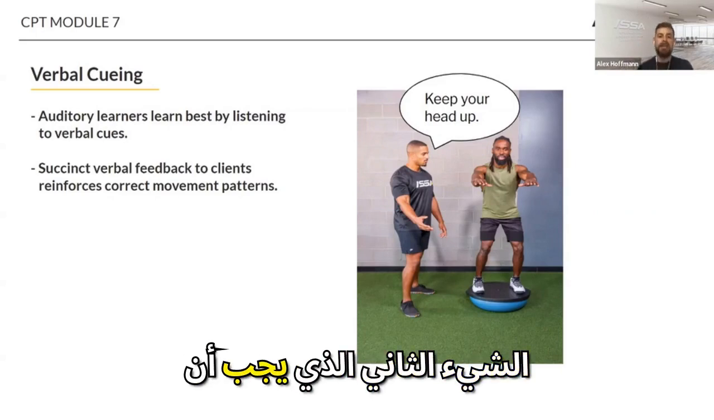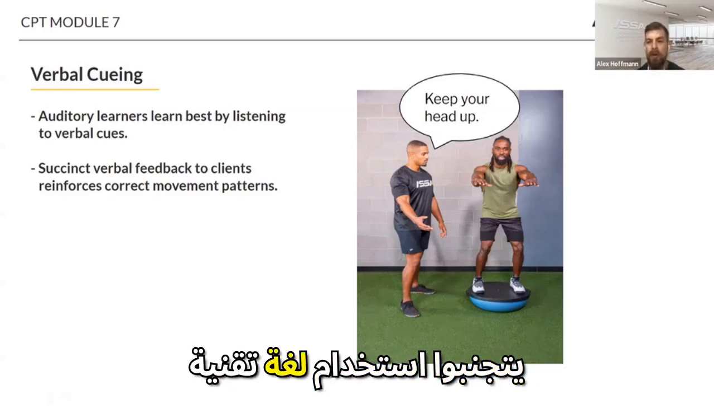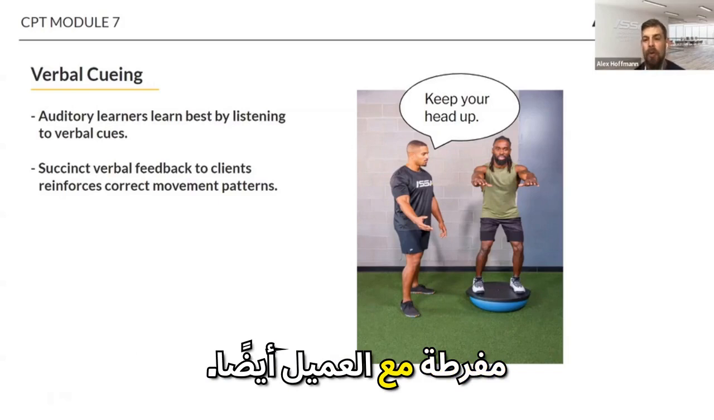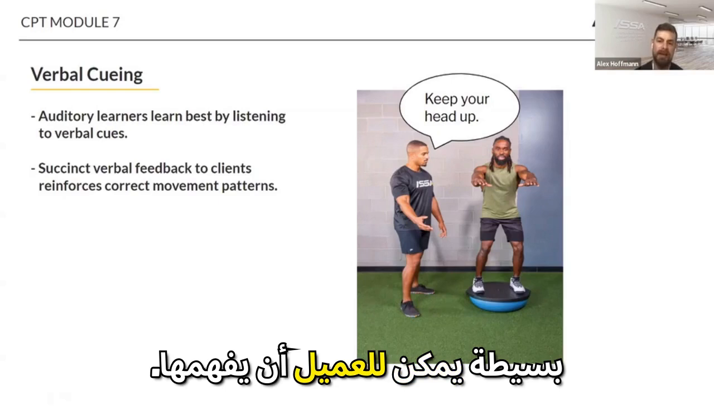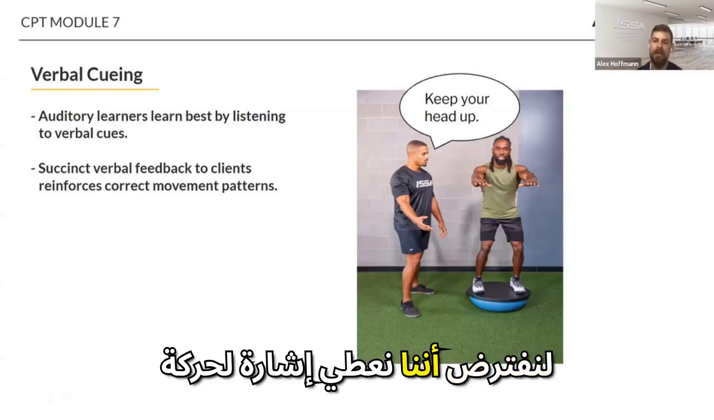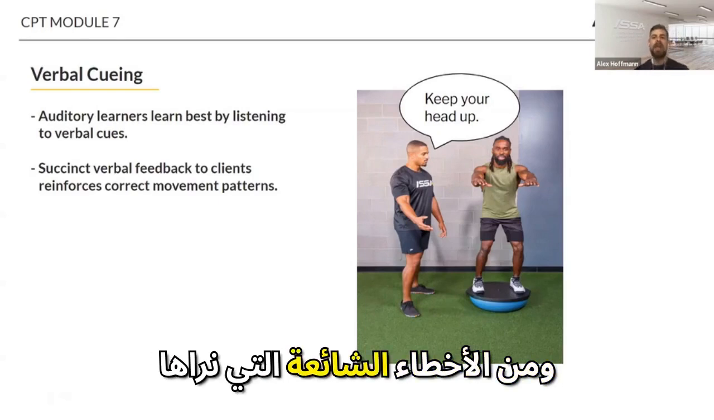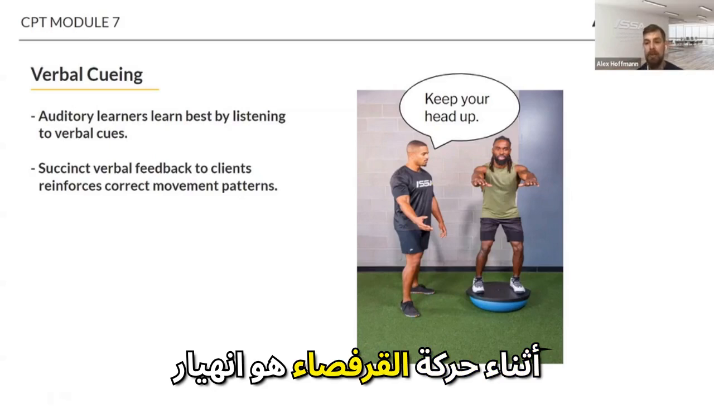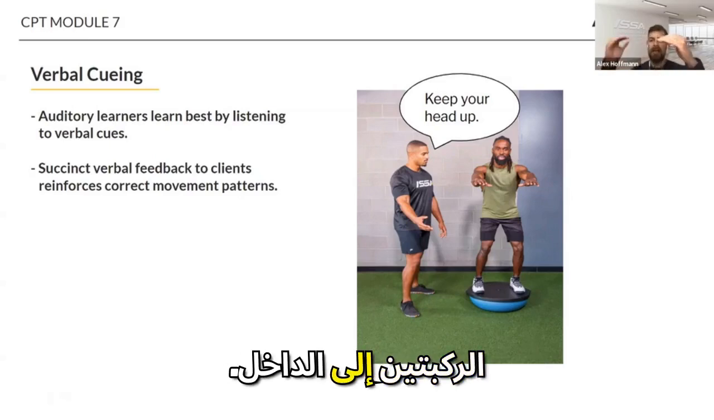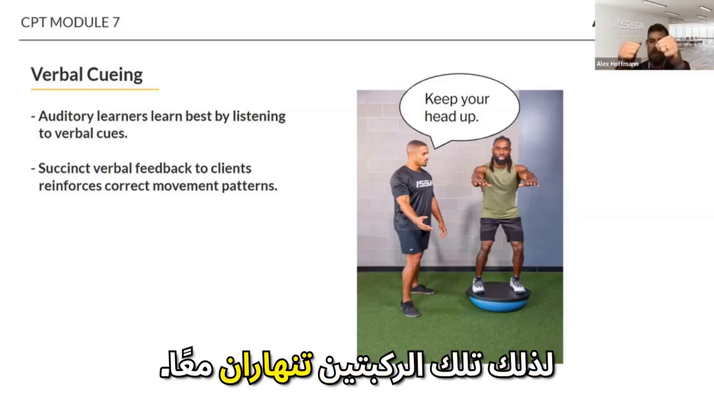The second thing to keep in mind here is that personal trainers should avoid using overly technical language with a client as well. So we should use simple phrases that a client may understand. Say we are cueing the squat movement for a client, and a common error that we see during a squat movement are the knees collapsing inward, right? Valgus bending of those knees. So those knees collapsing together.